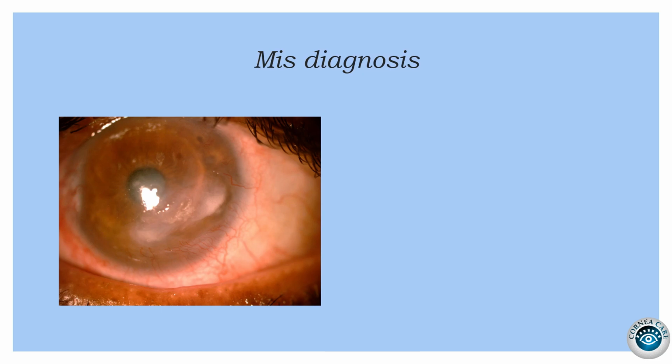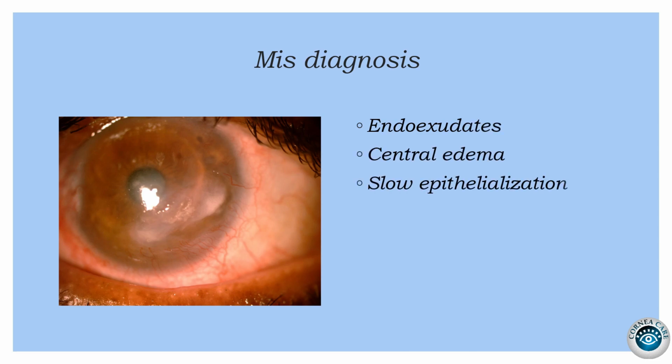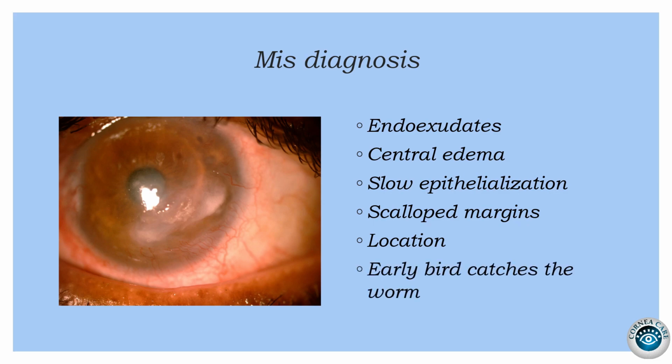With the revised diagnosis, we can explain so many clinical features which were earlier confusing us, that is, endoexudates, persisting central edema, slow epithelialization, epithelial defect with scalloped margin. In fact, it appears that the infiltrate was never limbal in origin also. Of course, those ophthalmologists who examine these ulcers in early stages are more likely to make the right diagnosis.